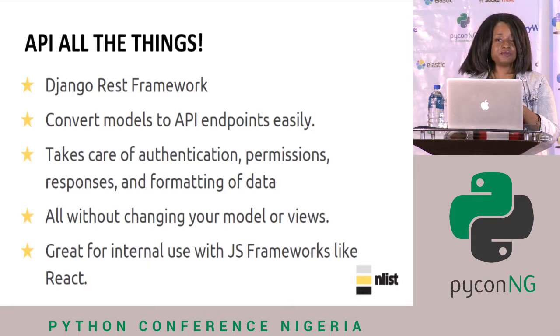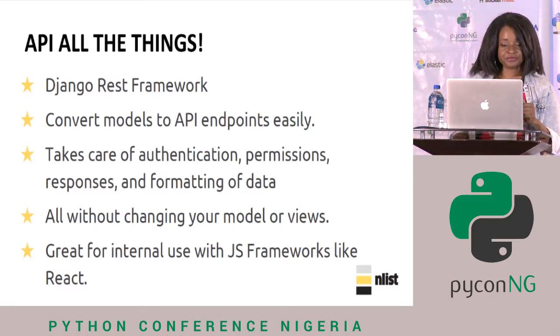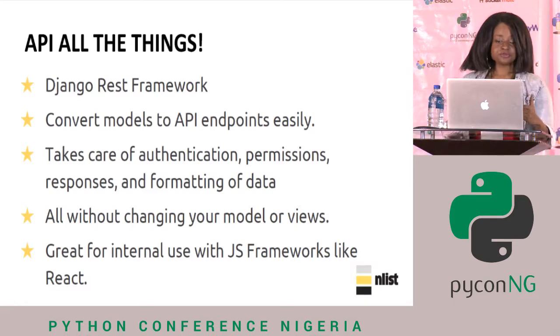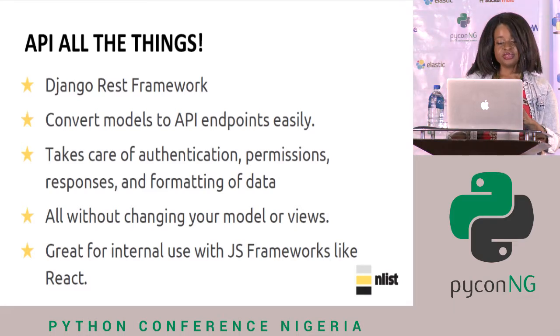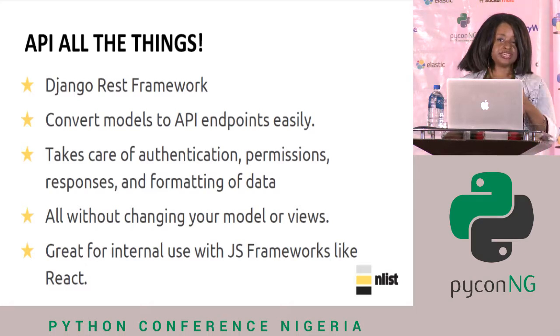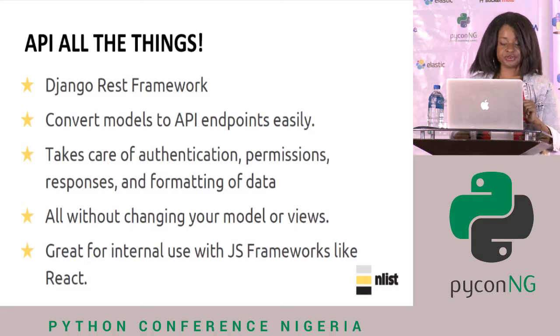All that you do by building views in your code, and it's something that attaches on, so you don't have to change anything in your models. However, they can be converted to an API using Django REST framework. It handles permissions and authentication. I use it also for JS related things. So if you're using React or Angular, you can use it in conjunction with Django thanks to the REST framework.